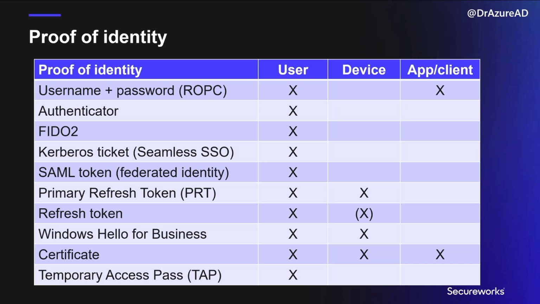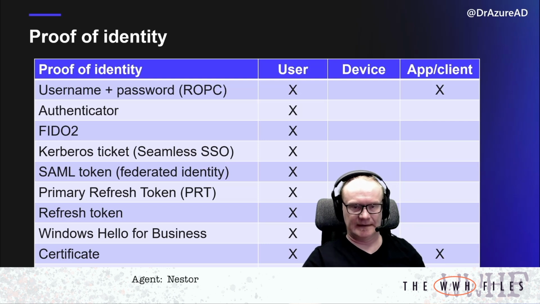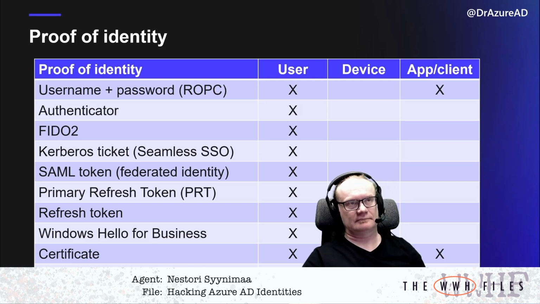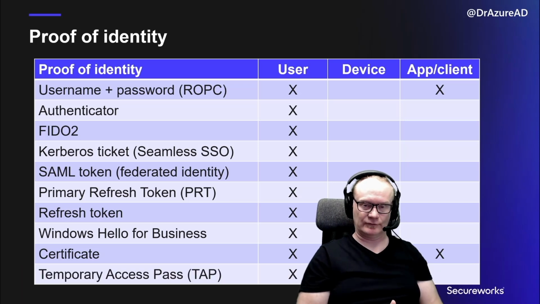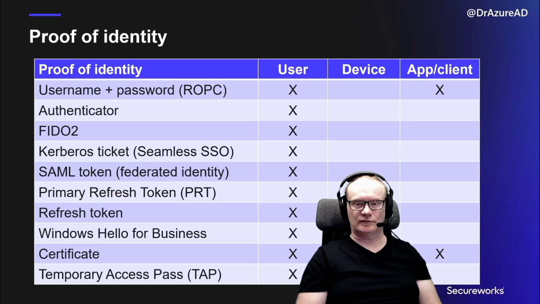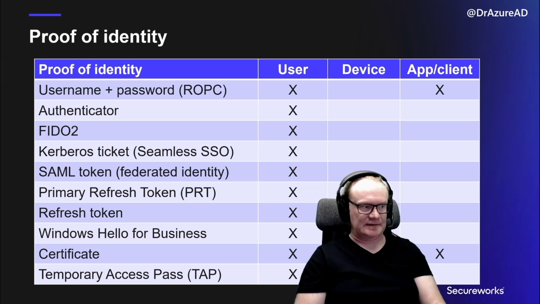For device, each device has a certificate that represents that device. And then we have the application, which also can use certificates. And I think the latest one is the temporary access pass, or TAP, which you can provide to a user. Well, actually, by definition it can't be used to prove your identity, but it can be used as an MFA, or multi-factor authentication, method. So if you don't have MFA, you are required to use one. Admin may create you a TAP so that you can use that to get an access token. And then using the access token, you can register new devices and so on.